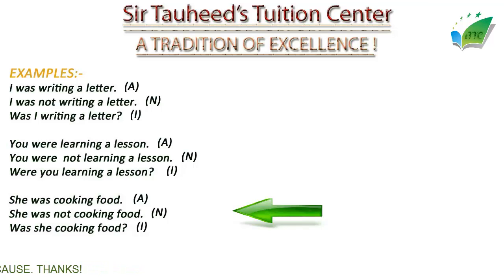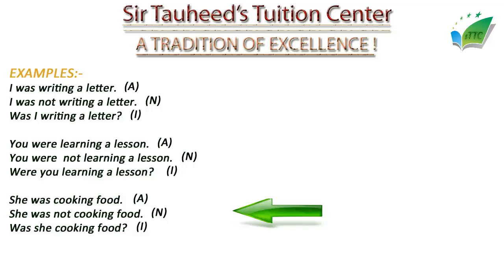And after the helping verb we have to use the fourth form of the verb, which is cooking here, and after cooking we have to use an object. She was cooking food. The object is food. This is an affirmative sentence. To make its negative sentence, we only have to use not after was. And the sentence will become, she was not cooking food. This is a negative sentence.